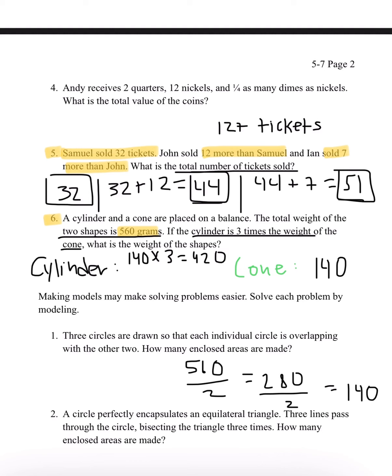So let's see, the cylinder's total weight is 420, and the cone's total weight is 140. 140 plus 420, we get 560 as our total. And that's the two shapes, they weigh 560, and that's what we're trying to find. So we found our answer. The cylinder is 420 in weight, and the cone is 140 in weight. And if we add them together, we get 560, which is the answer we're trying to look for.